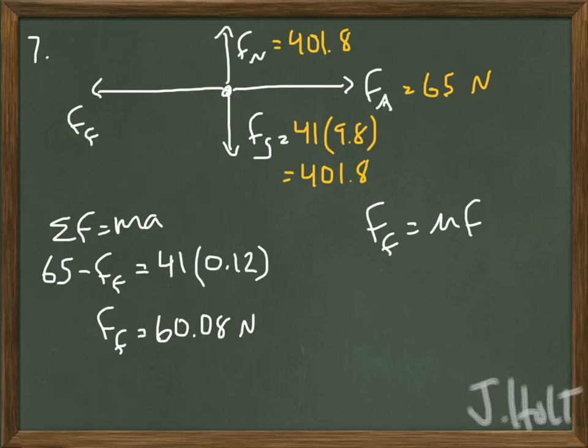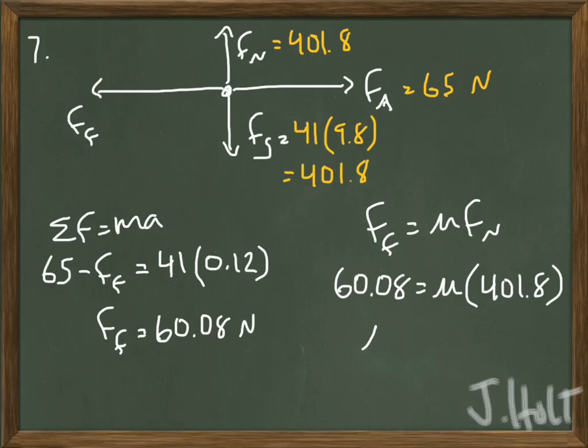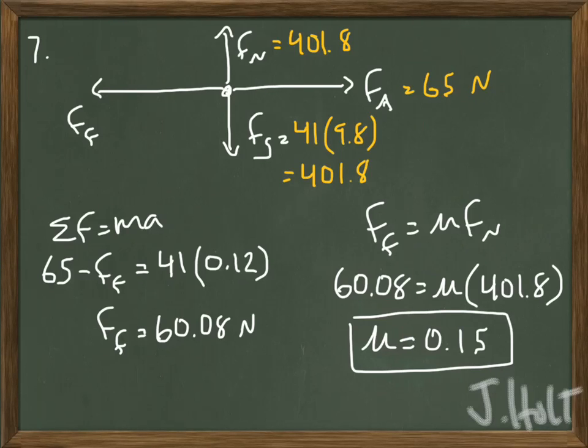Now that we know the force of friction, let's plug that into our equation for the force of friction, mu times the normal force. We know the force of friction. We do not know mu, but we do know the normal force. So we can divide both sides by the normal force, and we can solve for mu. Make sure that it's a number between 0 and 1.